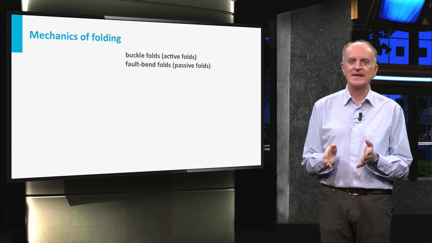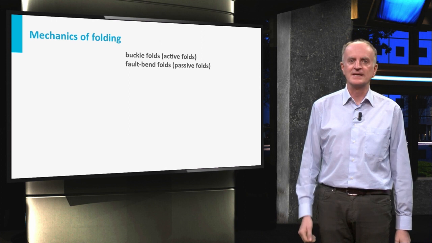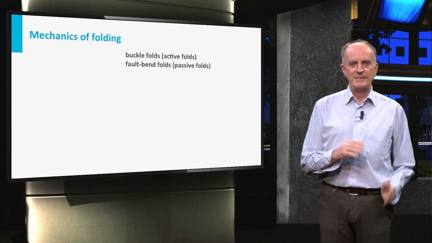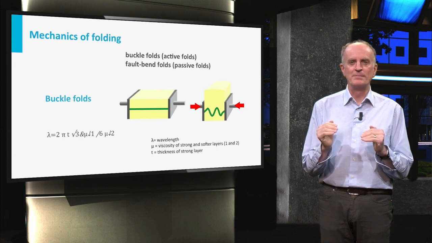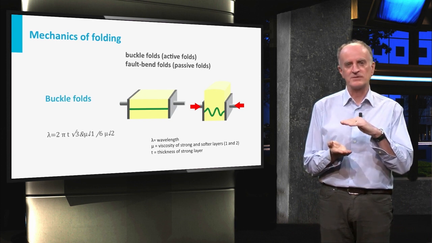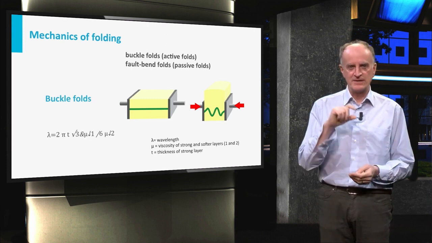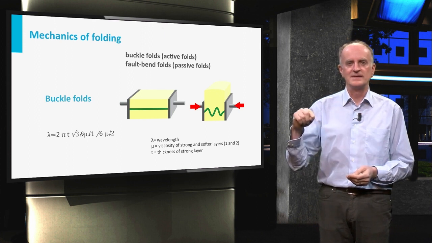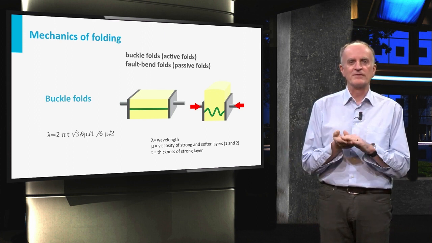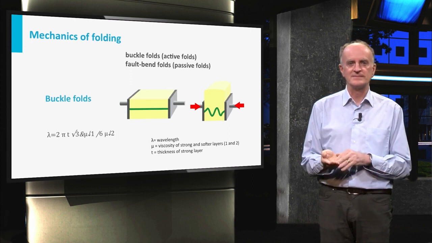If you understand the mechanics of the specific fold you are interested in, it is much easier to predict its structure, properties, and evolution. Buckle folds are generated by horizontal shortening affecting a layer or bundle of layers surrounded by softer lithologies. From the equation, you see that the thicker the folded layer is, the larger the wavelength will be. Similarly, the wavelength of the fold also increases when the viscosity contrast increases.